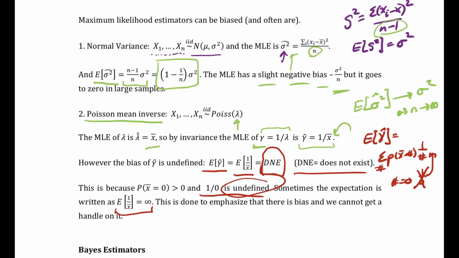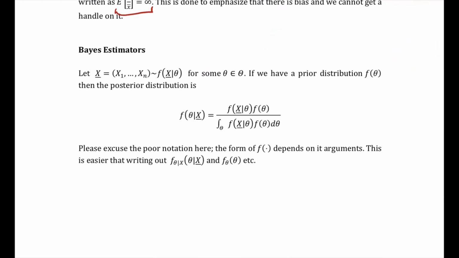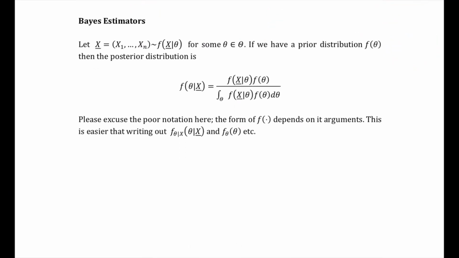Another set of important estimators are Bayes estimators. So let's compute some posterior estimators. Here's the standard Bayes setup. I have a bunch of data, and they come from some particular distribution. This is f of all the data given theta, and theta is my parameter of interest.